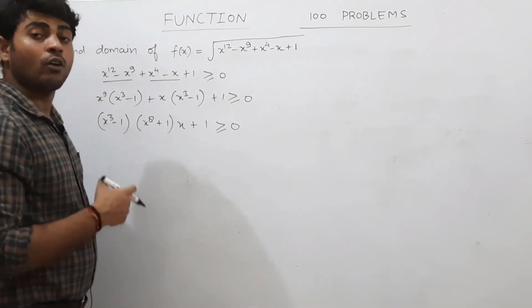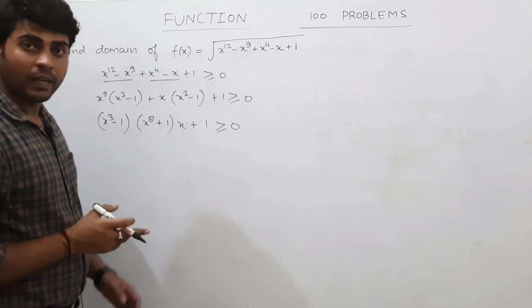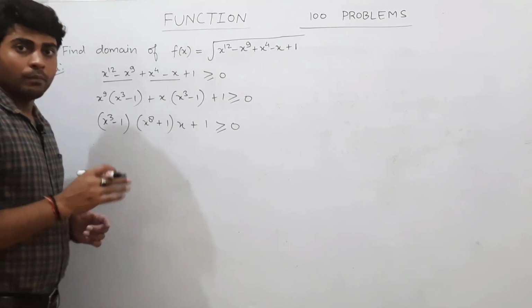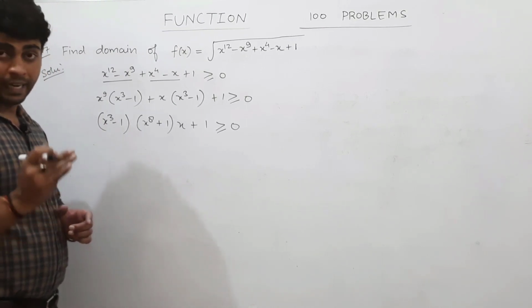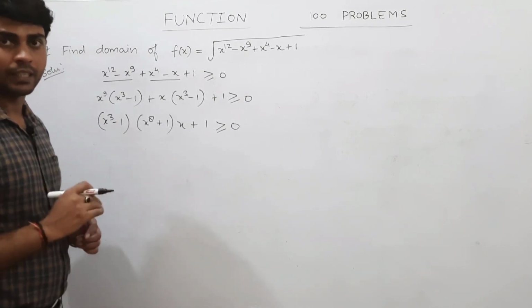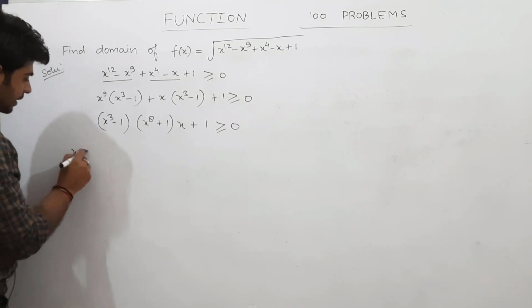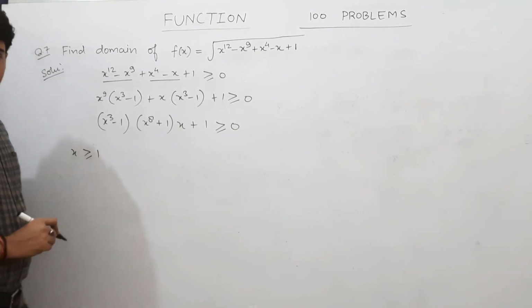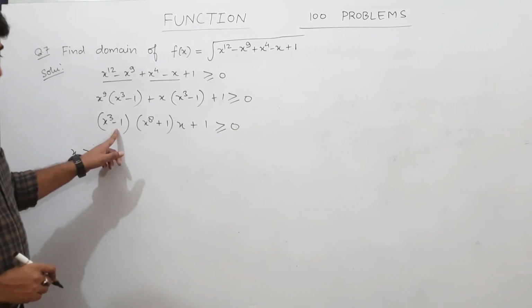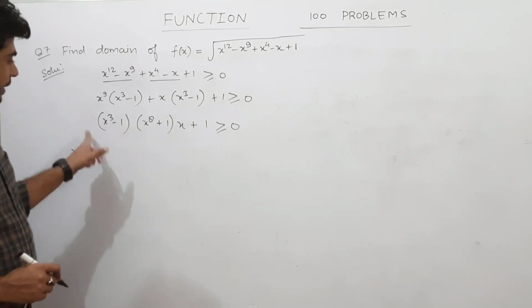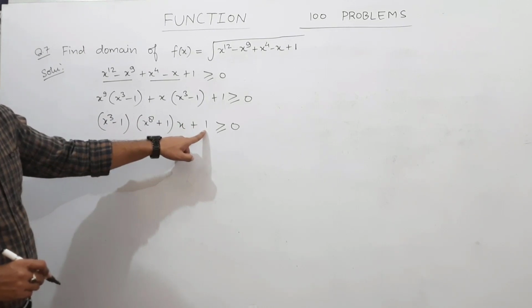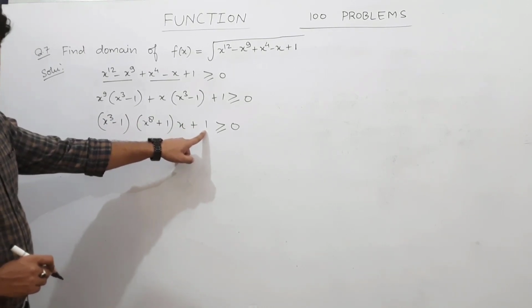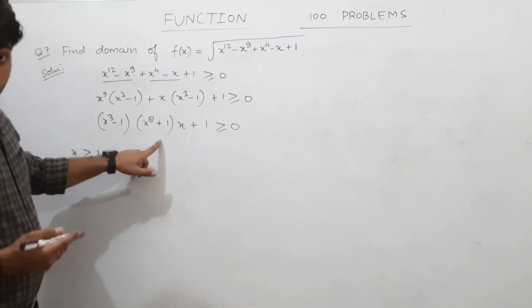We have to check for all real values of x. So we will divide the complete real number line between minus infinity to minus 1, minus 1 to 1, and 1 to infinity, in 3 intervals. So let's see here when x is greater than or equal to 1. When x is equal to 1, this value is 0, the entire value is going to be 0 plus 1, means it will be overall 1 for x equal to 1, which is a positive value.